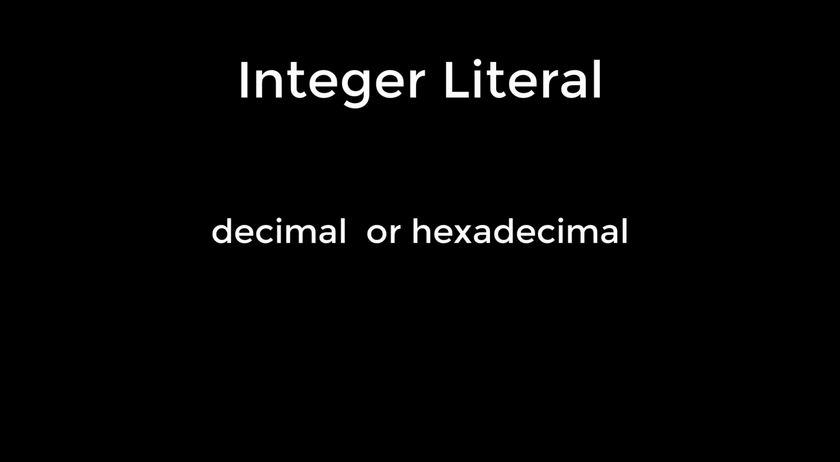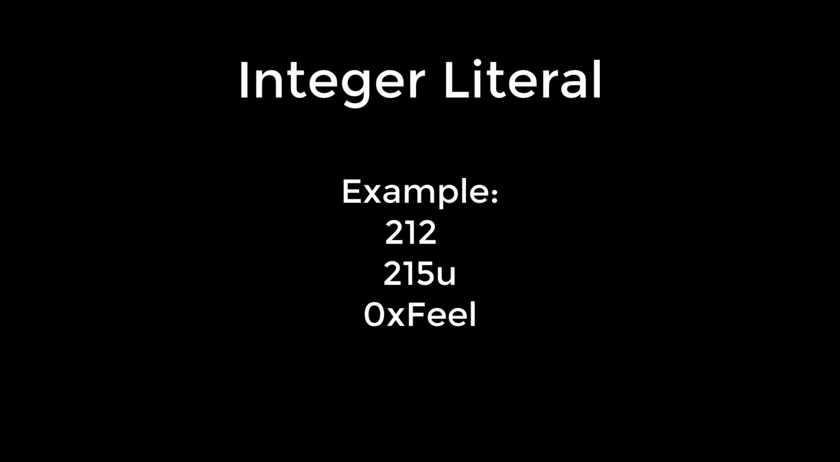So let's talk about integer literals. An integer literal can be a decimal or hexadecimal constant. A prefix specifies the base or radix: 0x or 0X for hexadecimal, and there is no prefix for decimal. Look at this example: 212, 215U, and 0xFEEL. That is all legal.